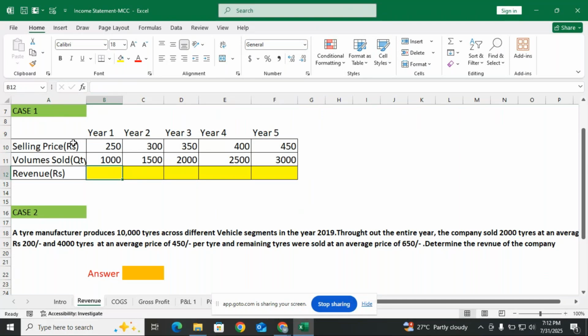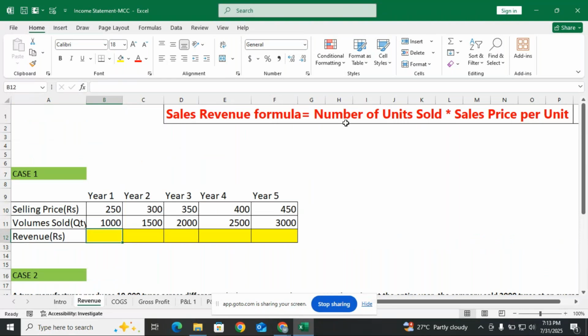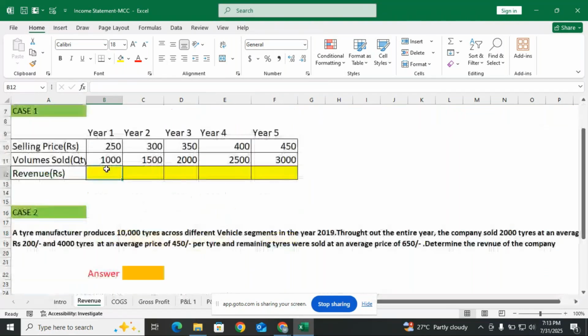And what is the total quantity sold? Year 1, 1000. Year 2, 1500 units sold. Year 3, 2000 units. Year 4, 2500 units, and year 5, 3000 units. So how do you generate the total revenue as per the formula given here? Number of units sold into selling price per unit. Selling price per unit I've already given you. What is the total number of units sold? You have to multiply both to get the revenue generated.